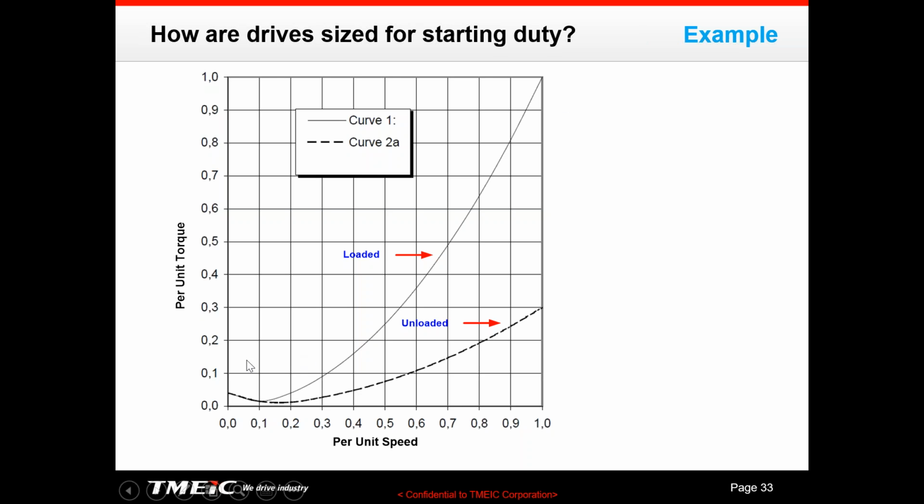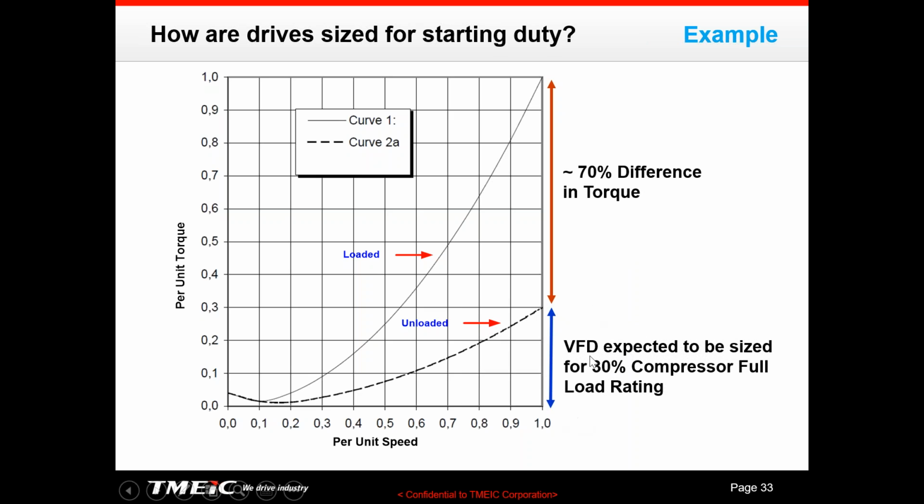Okay. So we use a fully loaded curve to design our motor for the VFD duty. Then of course we use a full rating. But if we can use an unloaded curve to start the motor with the VFD, it's a 70% difference in torque, then we can size the VFD at only 30% of the motor horsepower.